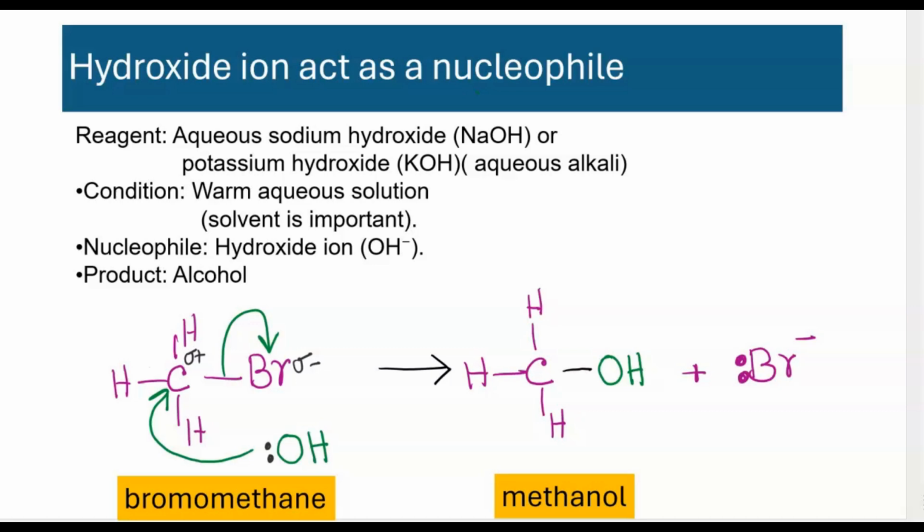In the first example, the hydroxide ion acts as a nucleophile. The nucleophile attacks the partially positive carbon in bromomethane, forming a dative covalent bond between the nucleophile and the partially positive carbon. Then the electron pair in the carbon-bromine bond moves towards the bromine atom and leaves as a bromide ion, forming methanol.